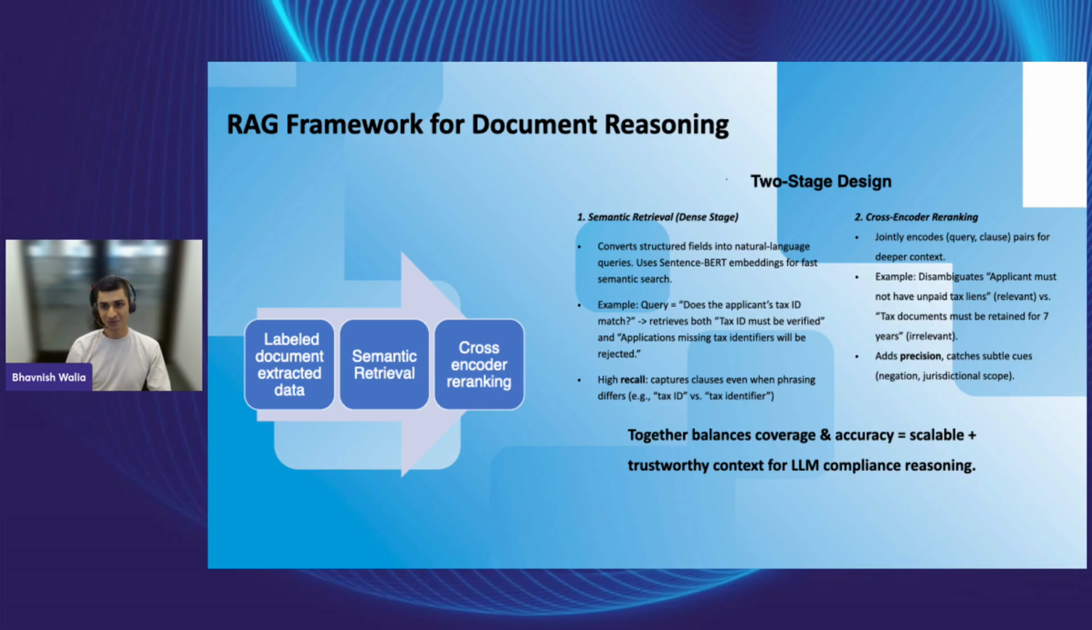But what the cross-encoder does is it helps to rank based on what is really a priority, or what is the most relevant clause for this particular activity. So essentially, something like "applicant must not have unpaid tax" is very relevant. However, "tax documents must be retained for 7 years" is not relevant, so it would try to push that down. It will rank all these clauses that have been pulled, and the ones with the most priority will be put on top. The ones that are not relevant will be put at the bottom. With that, it balances both recall and precision, what we also call coverage and accuracy.